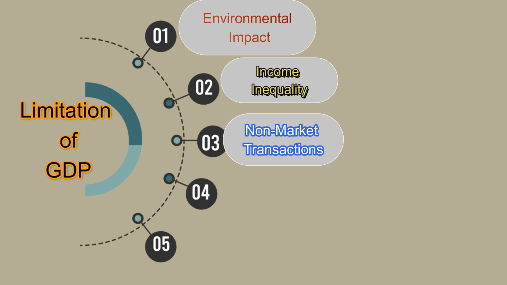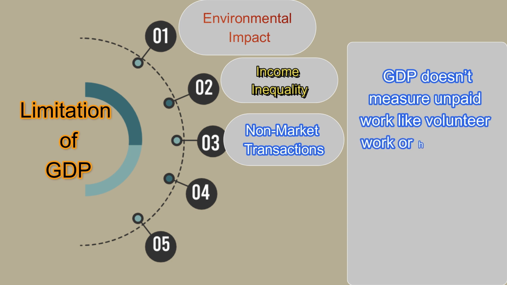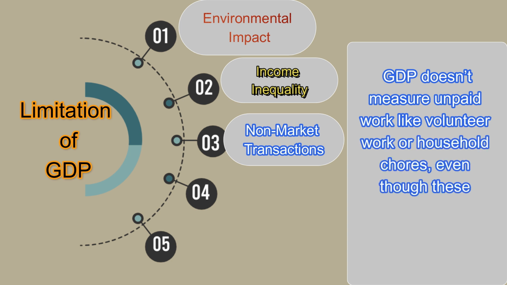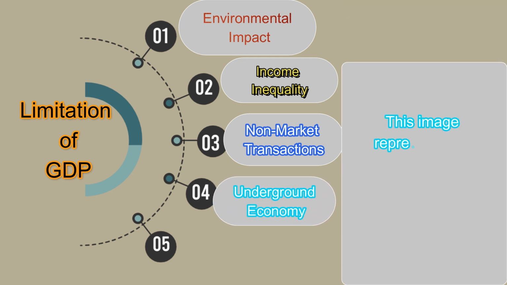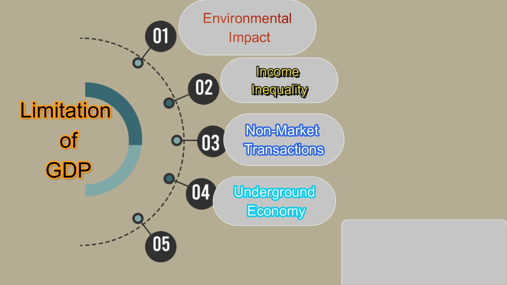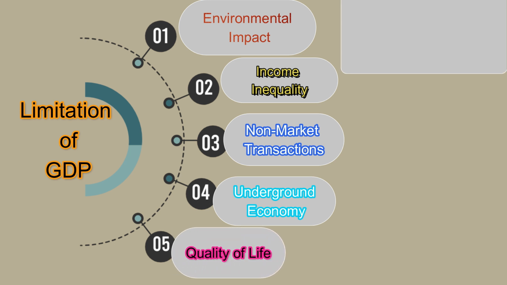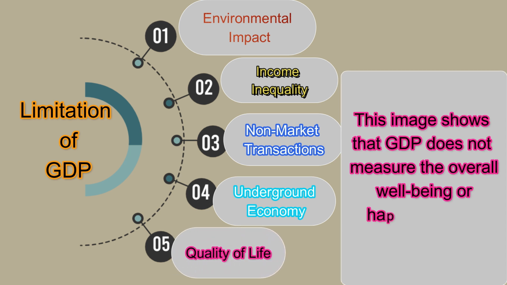Non-market transactions. GDP doesn't measure unpaid work like volunteer work or household chores, even though these activities contribute to well-being. Underground economy. This image represents the black market and informal economy activities that GDP does not capture. Quality of life. This image shows that GDP does not measure the overall well-being or happiness of a population.